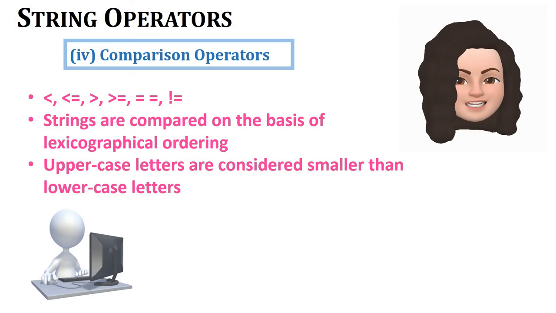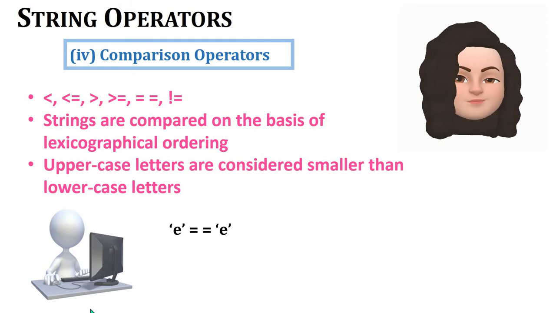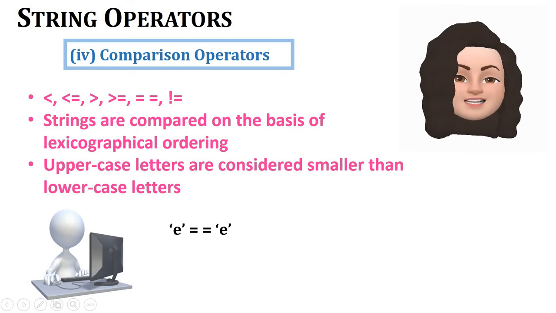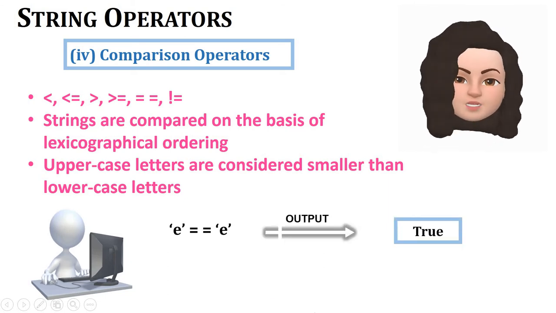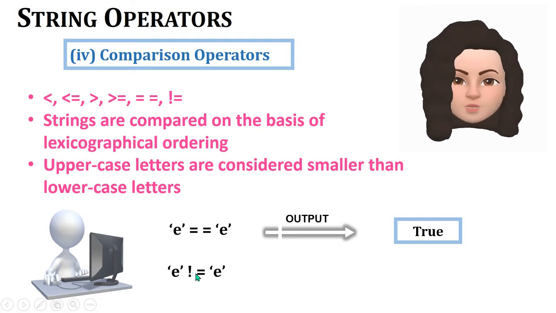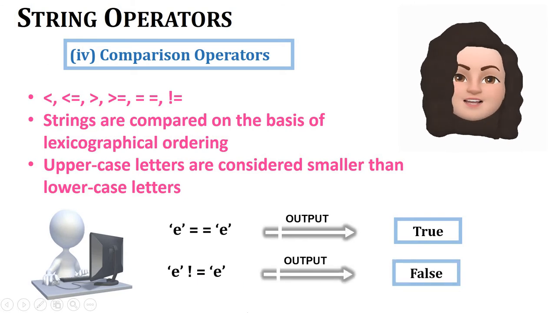Look at the example, e equal to e. So when we compare, e is equal to e only. Both are the same. Both are lowercase letters only. Hence, it returns true. Look at the next one. e not equal to e. Even though both are lowercase letters, it is given not equal to. So, what will Python return? Yes, obviously it is false.